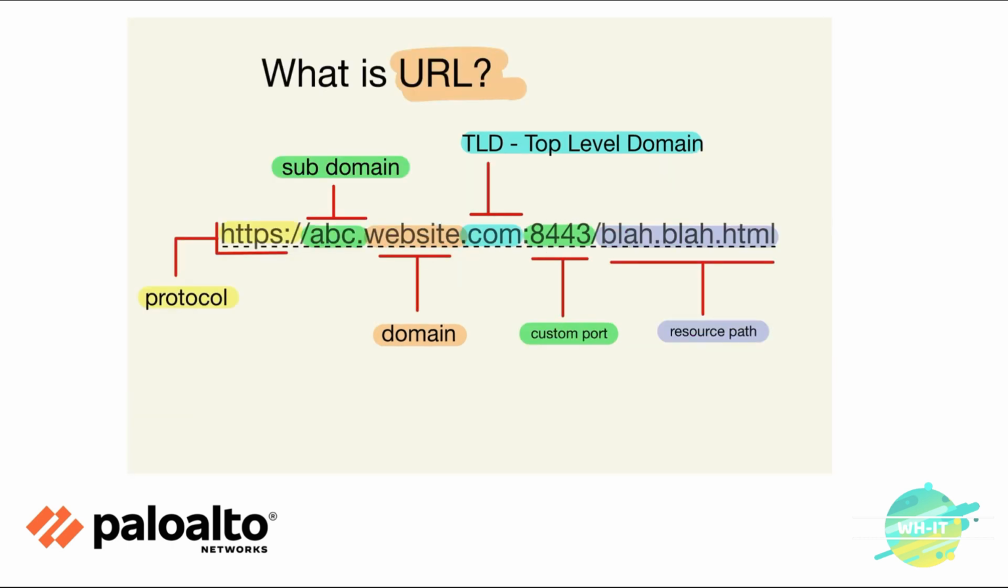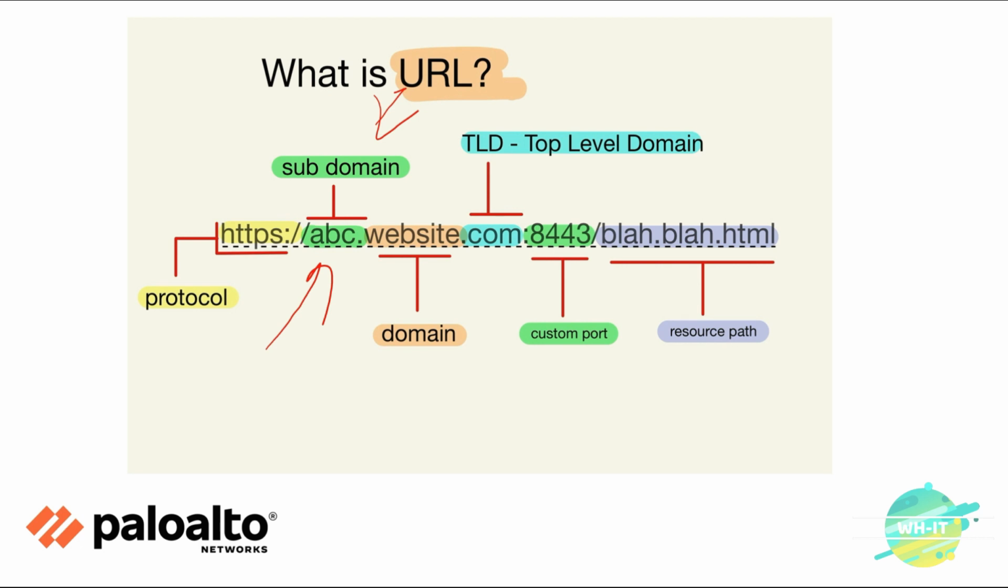Now let's move on to the next section, which is that a URL can also have a subdomain. For example, you are trying to visit google.com, but google.com also has docs.google.com, right? So that can be a subdomain.